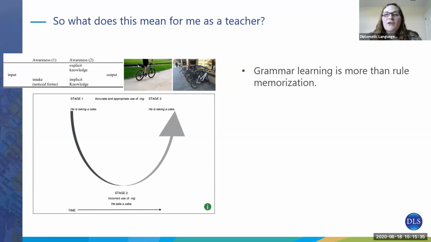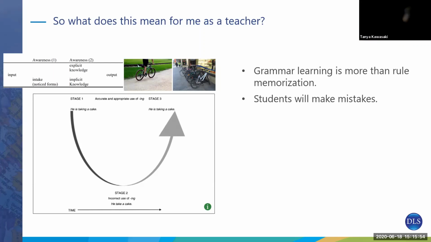So as a teacher, the takeaways from this process are that we need to remember that grammar learning is more than rule memorization. Students can learn rules, but that's not really going to help them speak more accurately. Also, students will make mistakes. It's just a natural part of the learning process, and helping them remember that is important as well. They shouldn't be discouraged if they make mistakes.